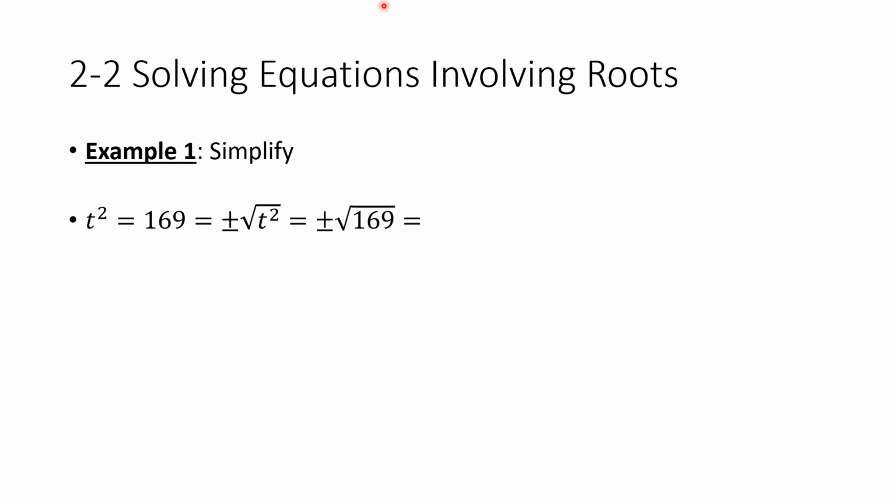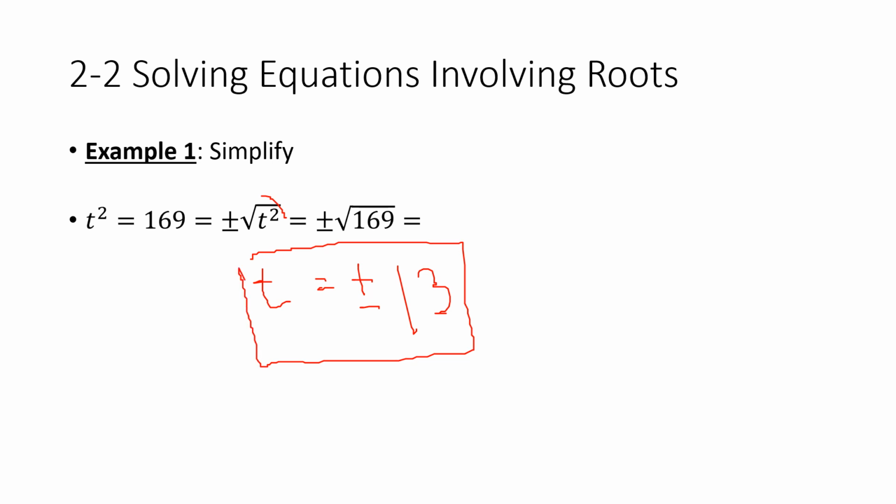When we take the square root of t squared, these will actually cancel and we will be left with t. And the square root of 169, you would just punch in 169 on your calculator and then hit the square root button and you should get 13. But remember, I want both roots, positive and negative, so it's plus or minus 13, because positive 13 times positive 13 is 169, but so is negative 13 times negative 13.